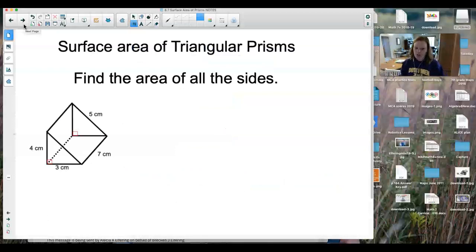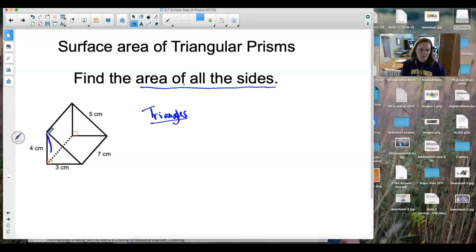Just like rectangular prisms, surface area of triangular prisms is the same thing. We're still trying to find the area of all the sides, so we just want to find every side and add them together. Now the difference with a triangular prism is that the sides aren't all rectangles like they were with the rectangular prism. Right here, we have triangles for the front and the back, and we have to find the area of those triangles. But then we also have rectangles.